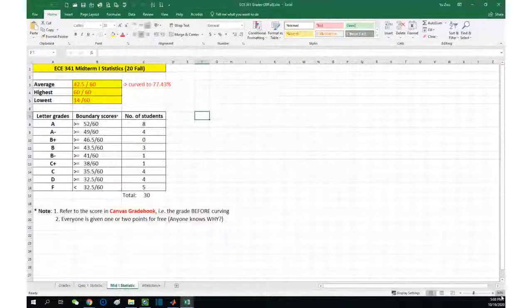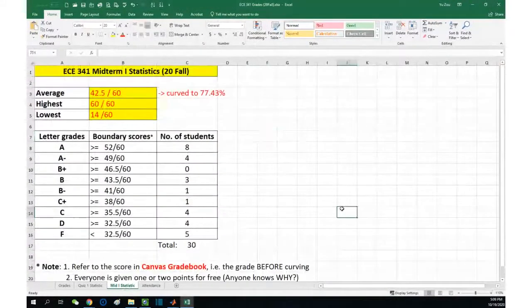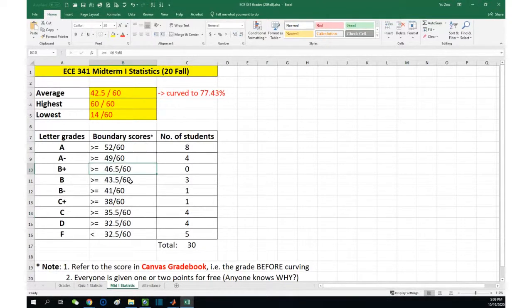But this is the statistics of the exam. I again break the grade down to different levels, so you can tell which level you're at. And be careful, the grade here refers to the grade posted in the grade book in Canvas, rather than the grade on your exam paper, because the grade on the exam paper is 1 or 2 points less than the gradebook grade. Everybody notice that?